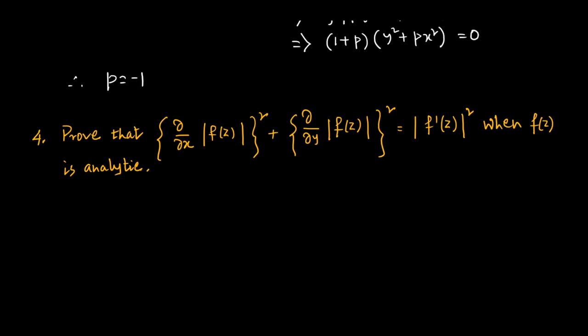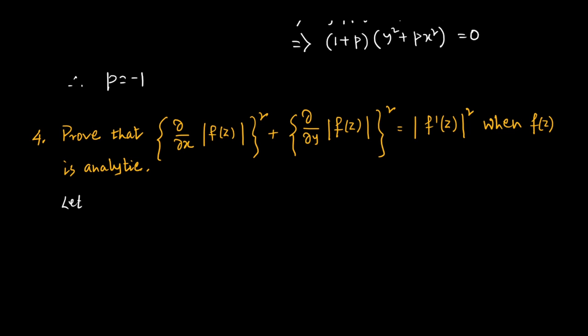Again, we can understand that fz is analytic means fz will satisfy Cauchy Riemann equations if fz is written as u plus iv. So this will be simple manipulation of the Cauchy Riemann equations. If we manipulate the Cauchy Riemann equations properly, we will get this identity. That is what we can understand. Okay, let us see how we can prove this.